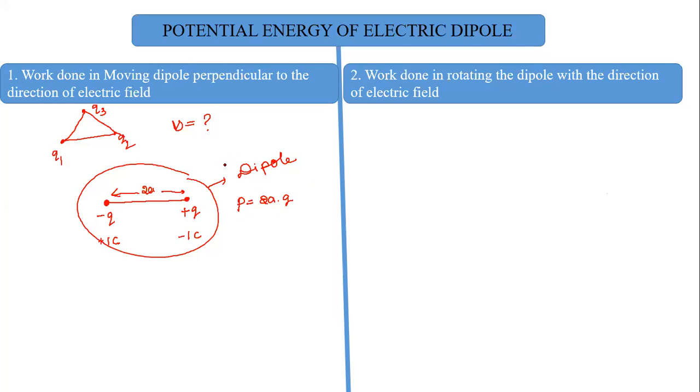Here we are going to find out what will be the potential energy of this dipole. First we need to see whether it has potential energy or not. So potential energy must be there, because in this chapter we have studied about the potential due to a single charge, how much potential comes from a single charge or from multiple charges.